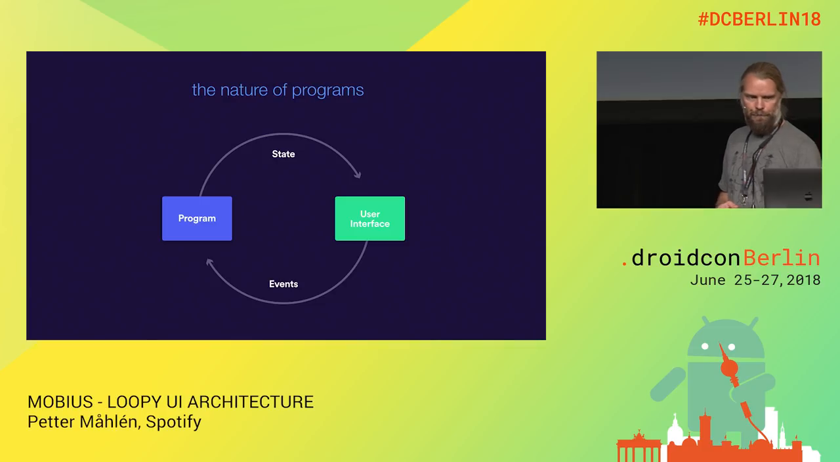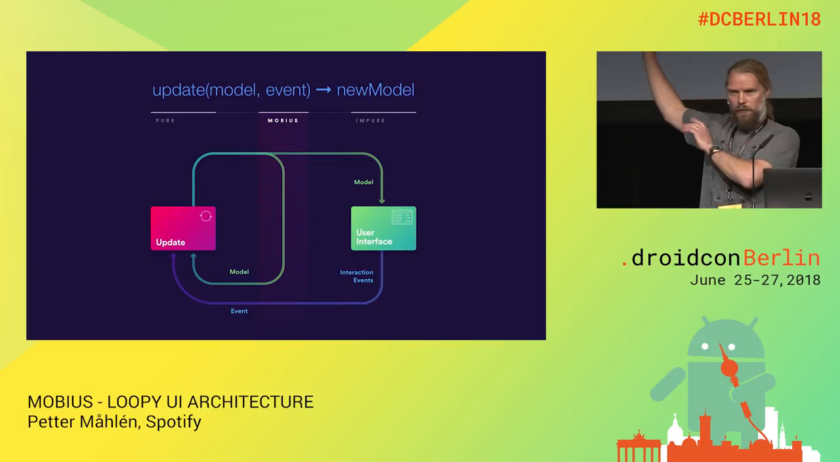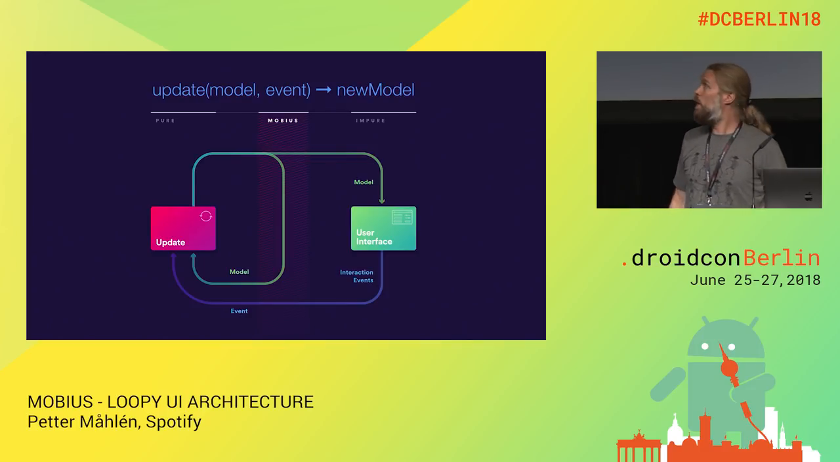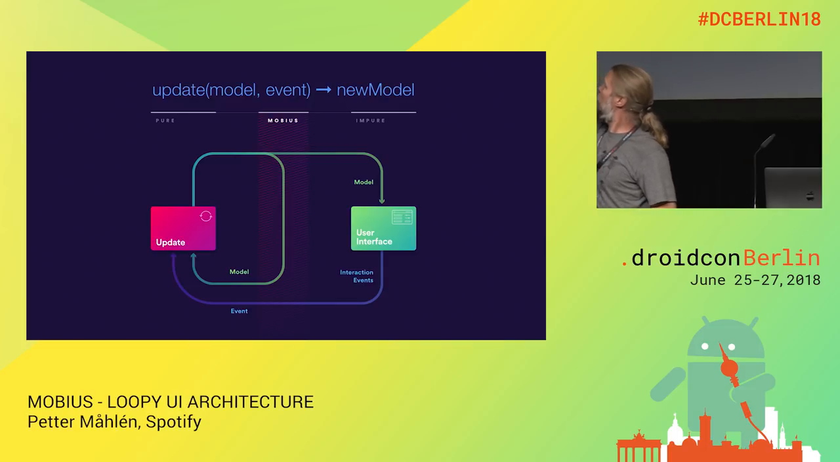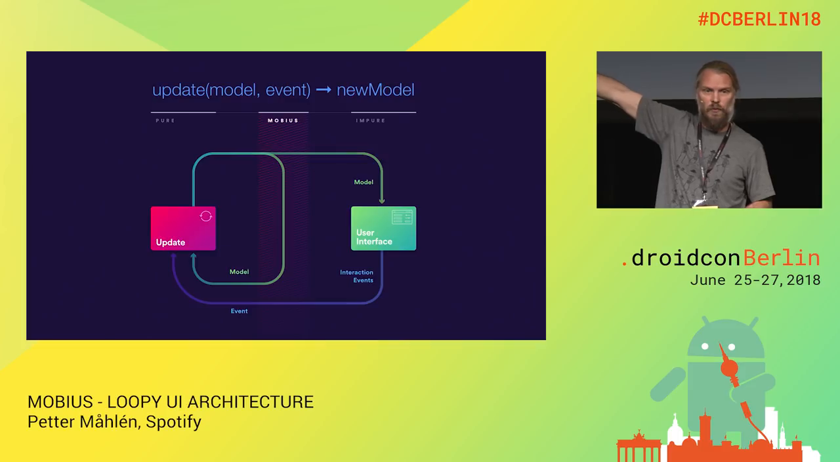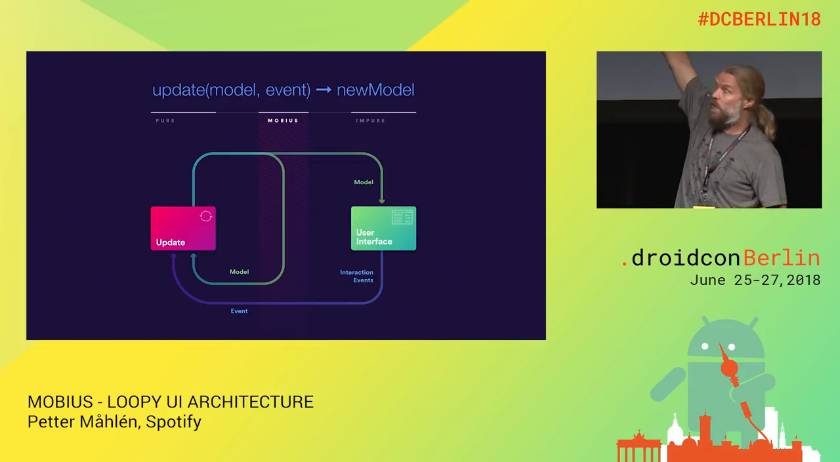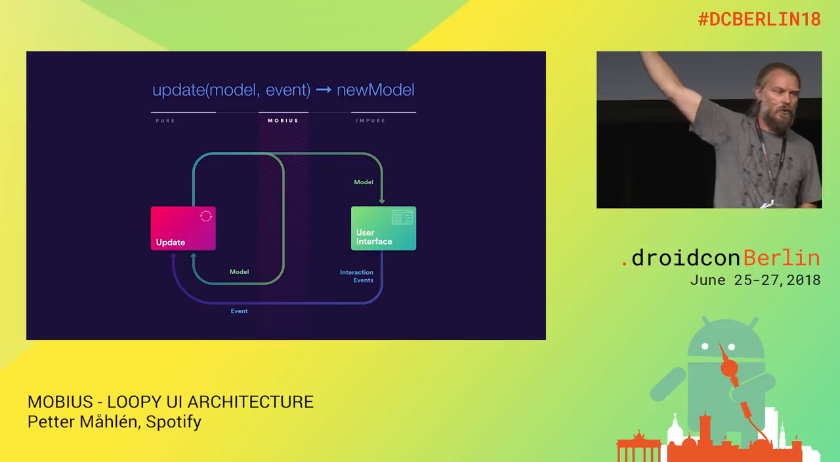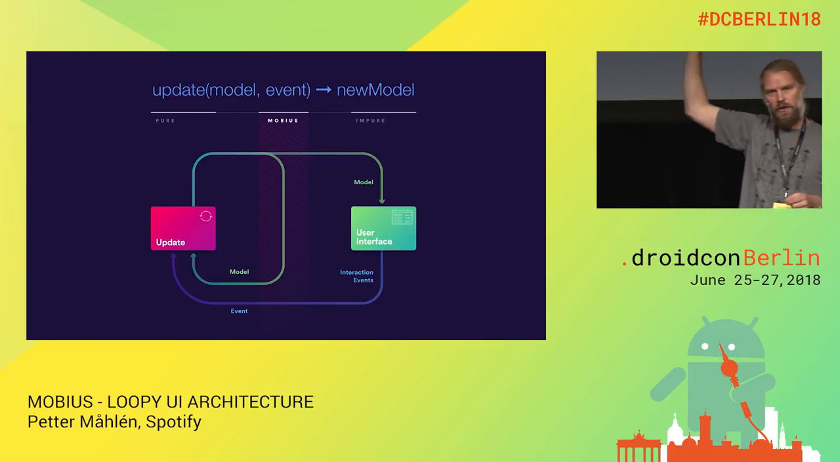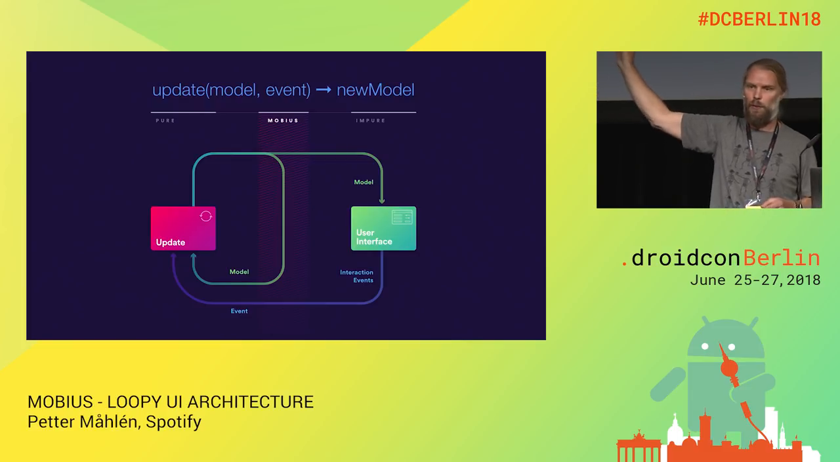But if this is kind of the way we want it to look, the way it is in Mobius is this. We have the user interface that generates events that get sent to an update function, which is the heart of a Mobius application. The update function has the signature at the top there. It takes in the current model and the event that just happened, and it returns the new model.